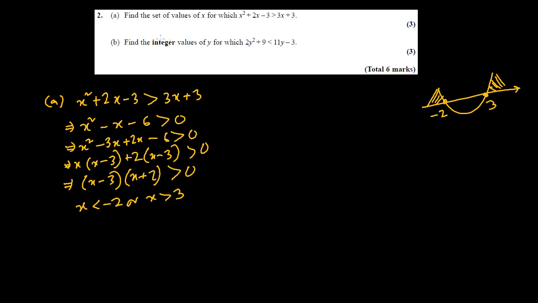Now since the question says set of values, the convention of writing the answer is x colon, that means set of values of x, curly bracket open, so x is less than minus 2, or means union, x is greater than 3. So that's how it works.